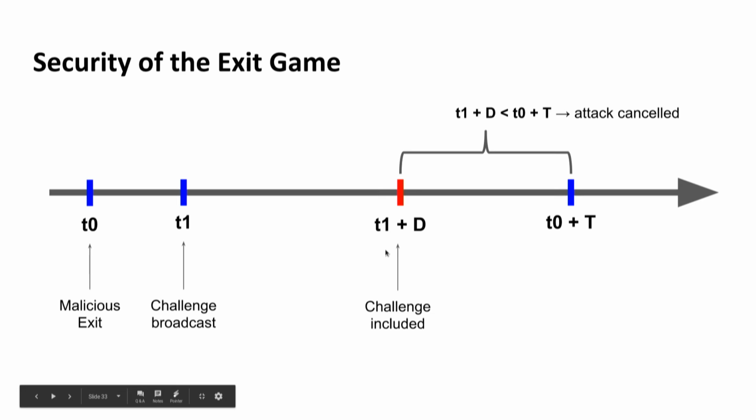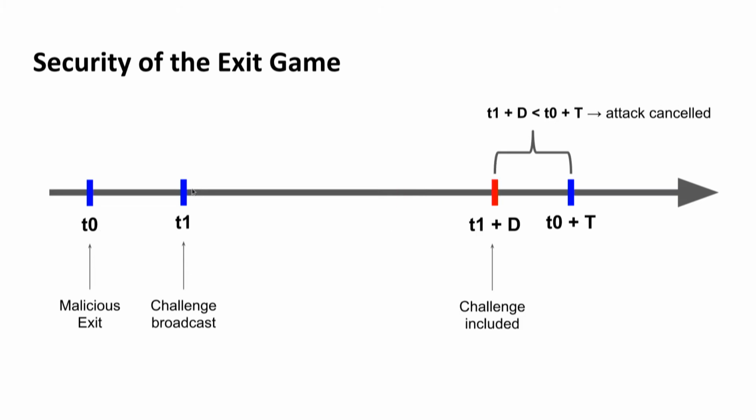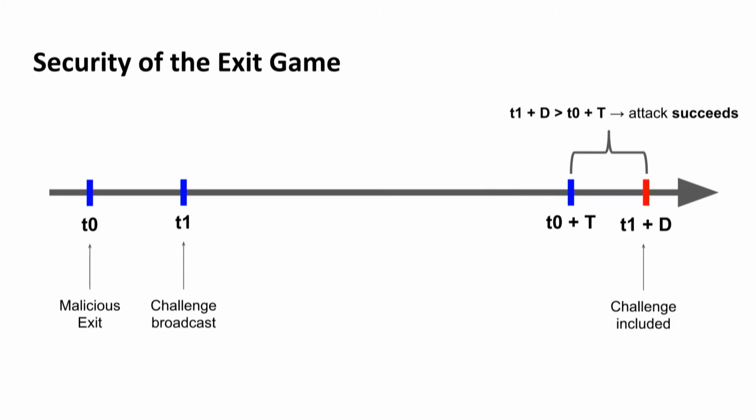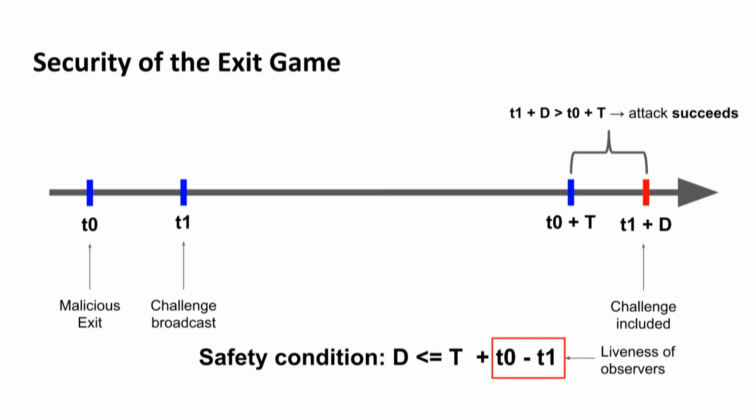So let's say that some time passes and at T1 somebody broadcasts a challenge. It is the case that a miner could censor the challenge transaction. And for example, if T1 was later, so if a miner is able to censor the transaction for long enough, then the attack will succeed because the challenge doesn't get included in time. So somebody must watch, and they must be able to include their challenge transaction in time.